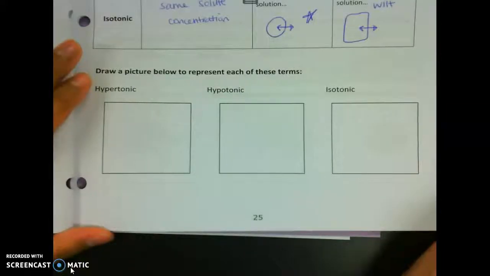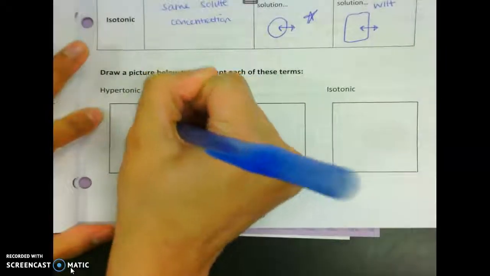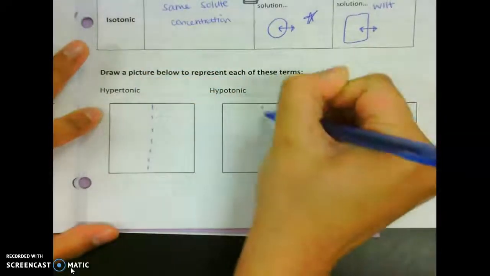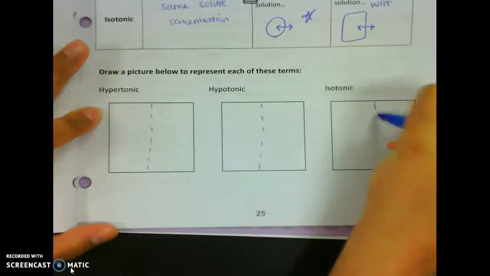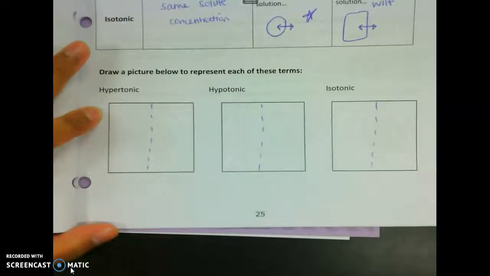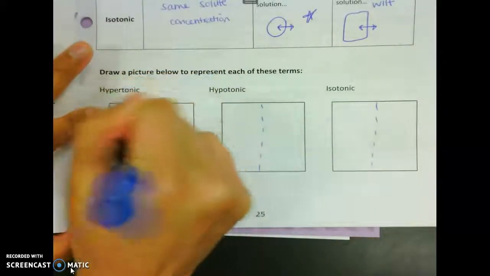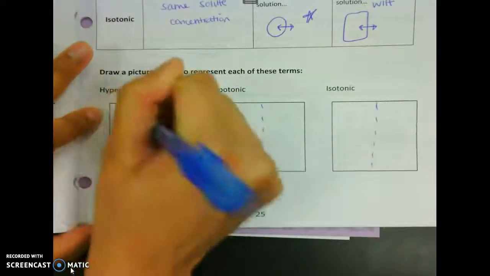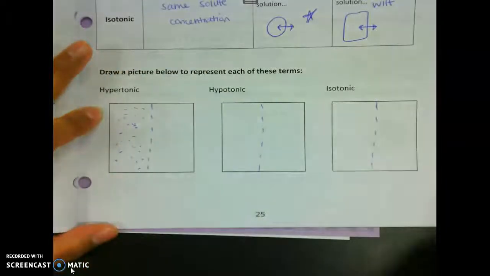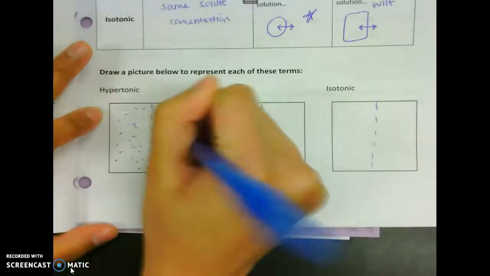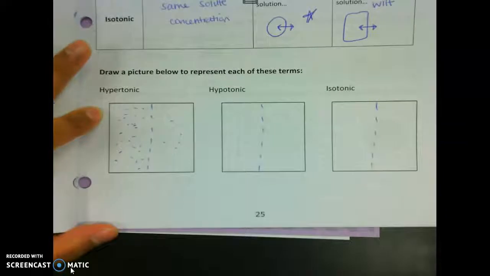Down at the bottom of page 25, let's go ahead and draw some pictures to help us remember what these terms mean. So I want to go ahead and split each of our boxes with the dotted line, and this is going to represent a semi-permeable membrane. On one side, let's draw in a bunch of dots, and these dots are representing the solute particles. On the other side, we're just going to put a few dots.